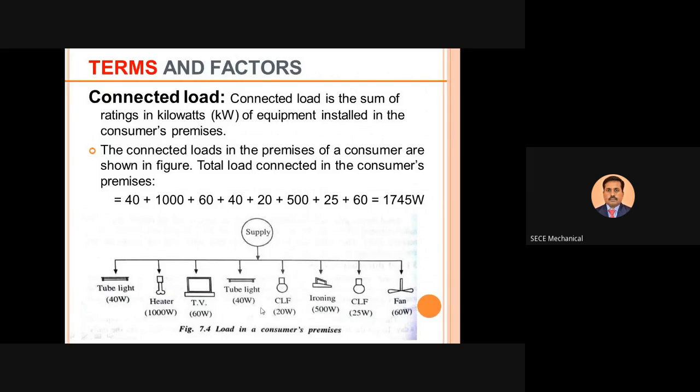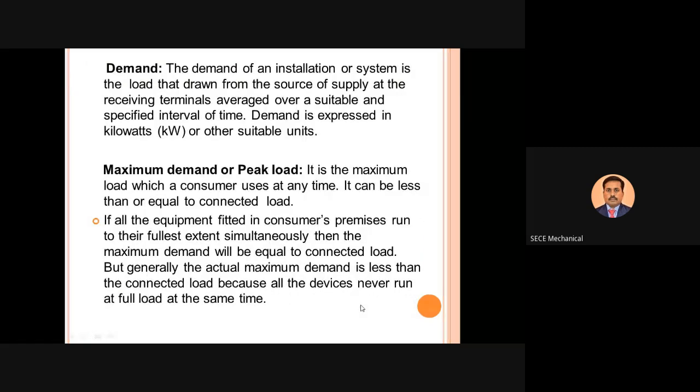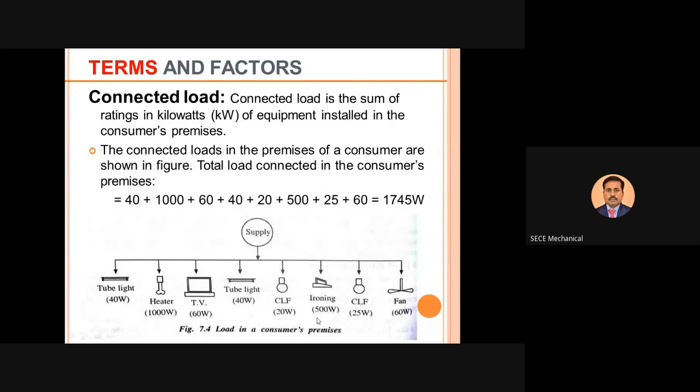These are the things that may be used in a house. These are the instruments. If you want to use these instruments, power is required. In our customer's house, maybe all the instruments are used at a particular time. That time only our peak load will arise. When the peak load arises, it means all the instruments may be used simultaneously, then only the peak load will arise.